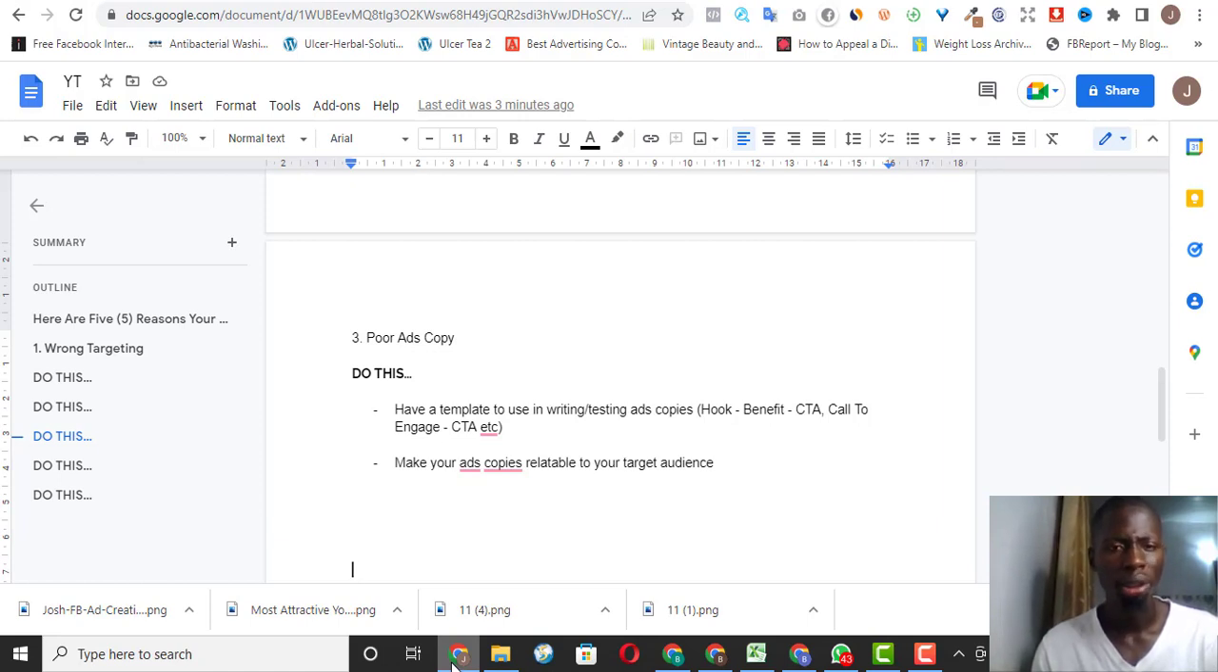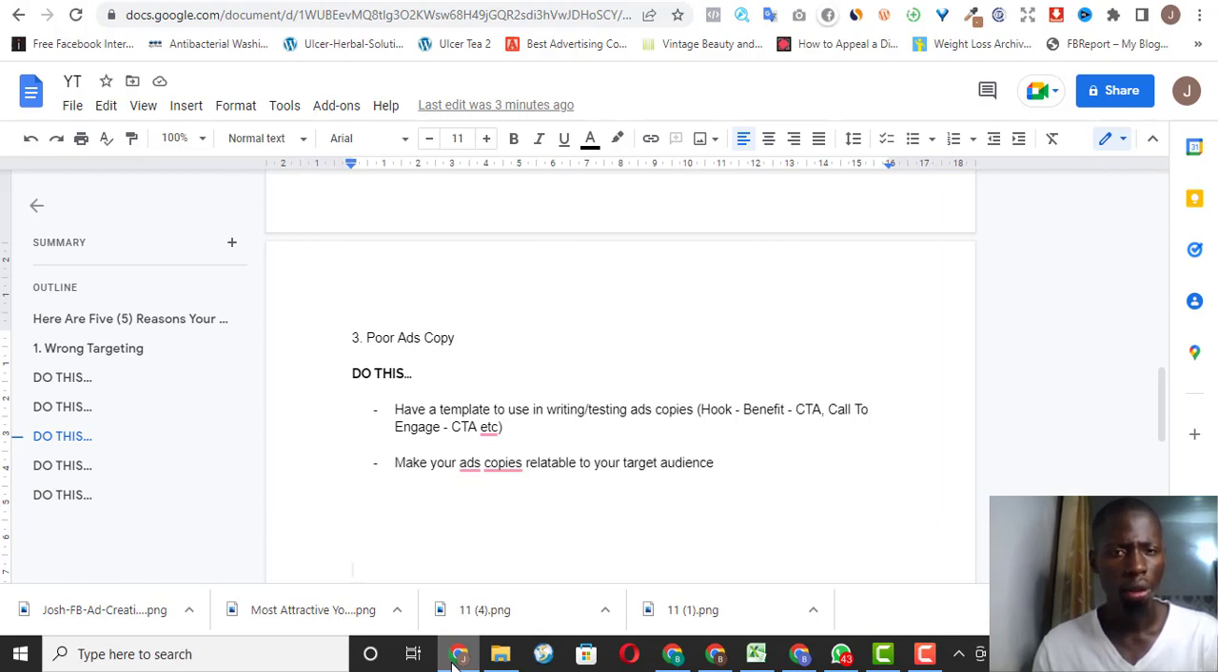All right, so basically what you need to understand is that you need to have a template that guides you on how you can write good ads copy. One, you can start with the hook, and the hook should always be a question. It should be a question that will spike their desire for your product. So if you are selling a diabetic product, for instance, the question could just be, are you struggling with diabetes or tired of struggling with diabetes? Then you can now list the benefits of your product.